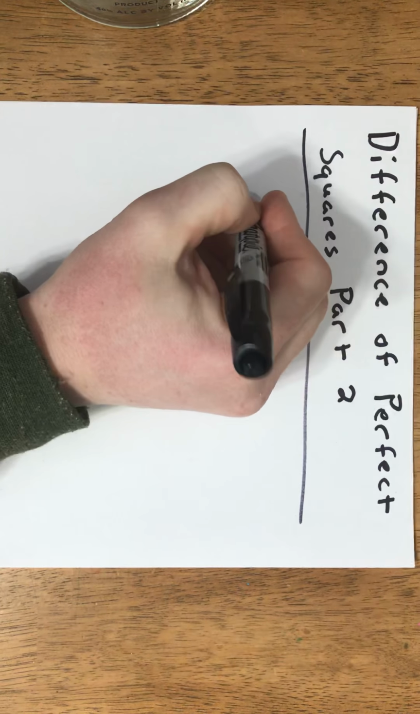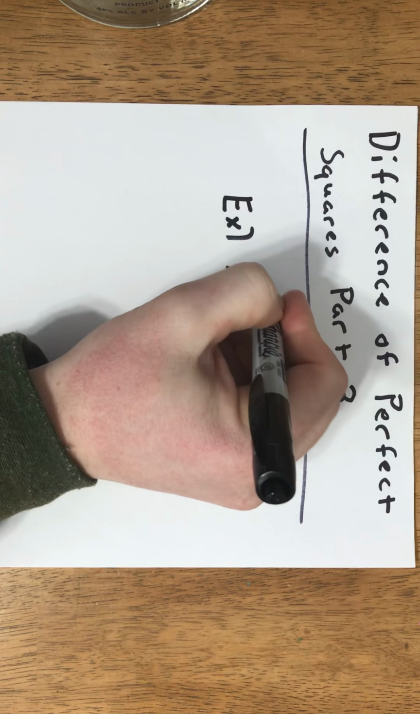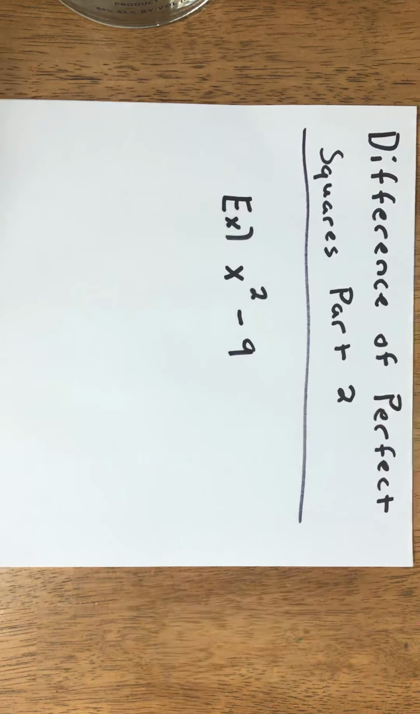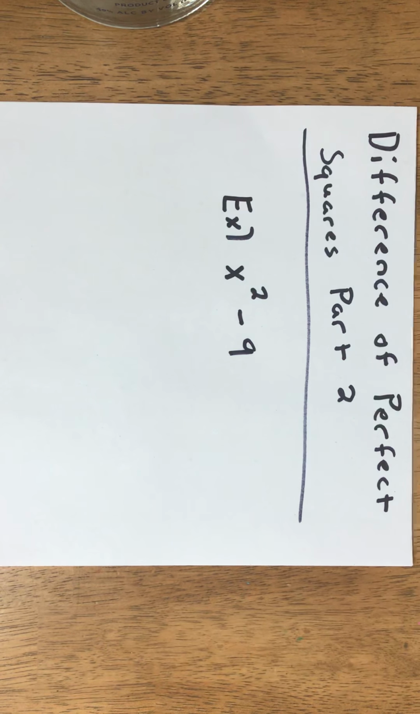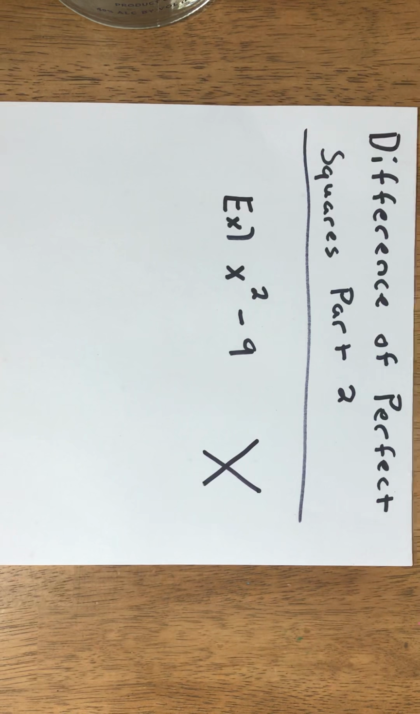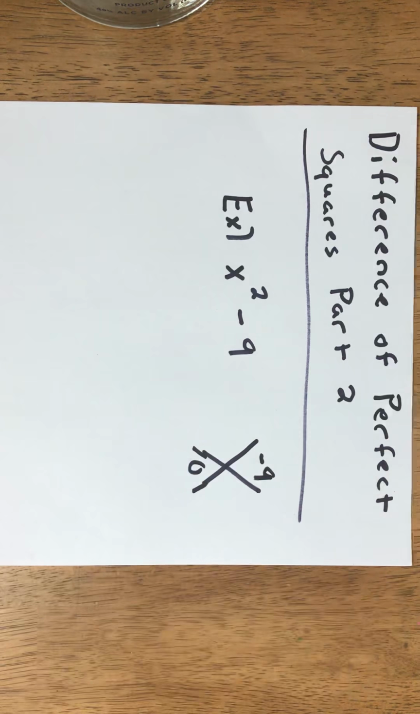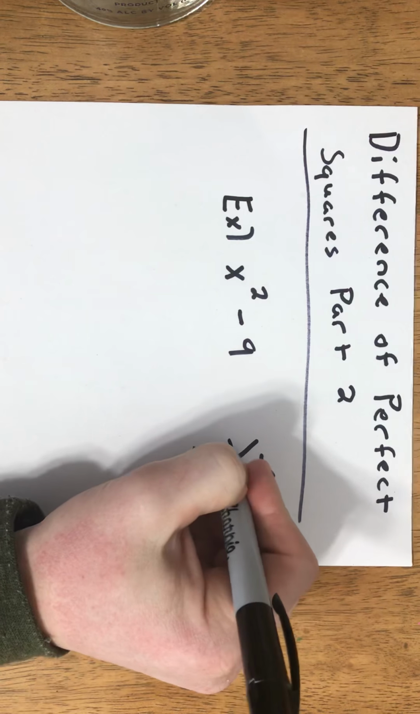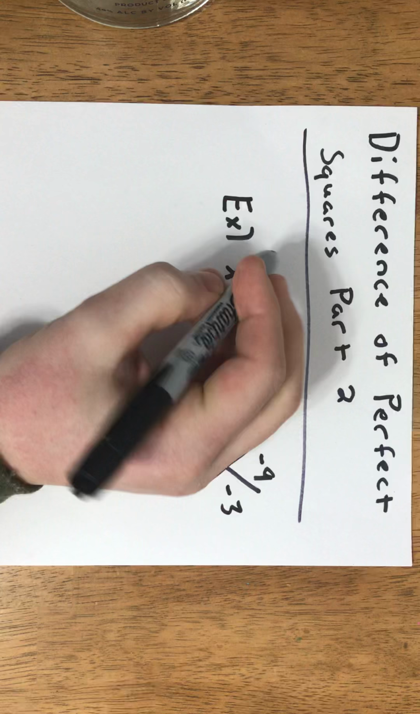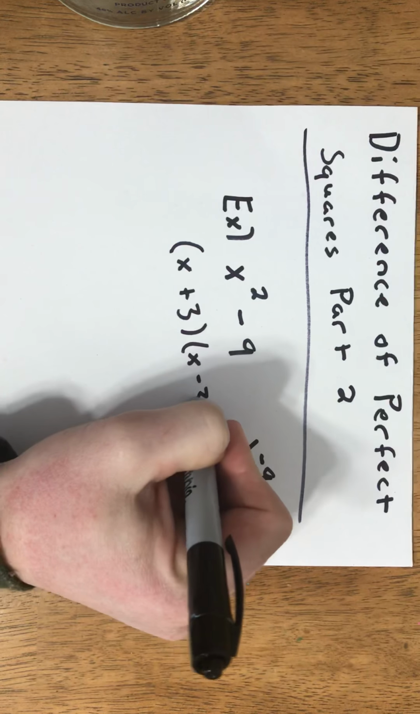So the last time when we talked about difference of perfect squares, we talked about examples like x squared minus 9. And I sort of gave you two different ways that you could look at this. You could look at this as if it was a trinomial with your middle x term being 0. So you put a 0 at the bottom of our x and we put a negative 9 at the top. And we looked for two numbers that multiplied to give us negative 9 and added to 0. In this case, 3 and negative 3. And so we end up with an answer of x plus 3 times x minus 3.